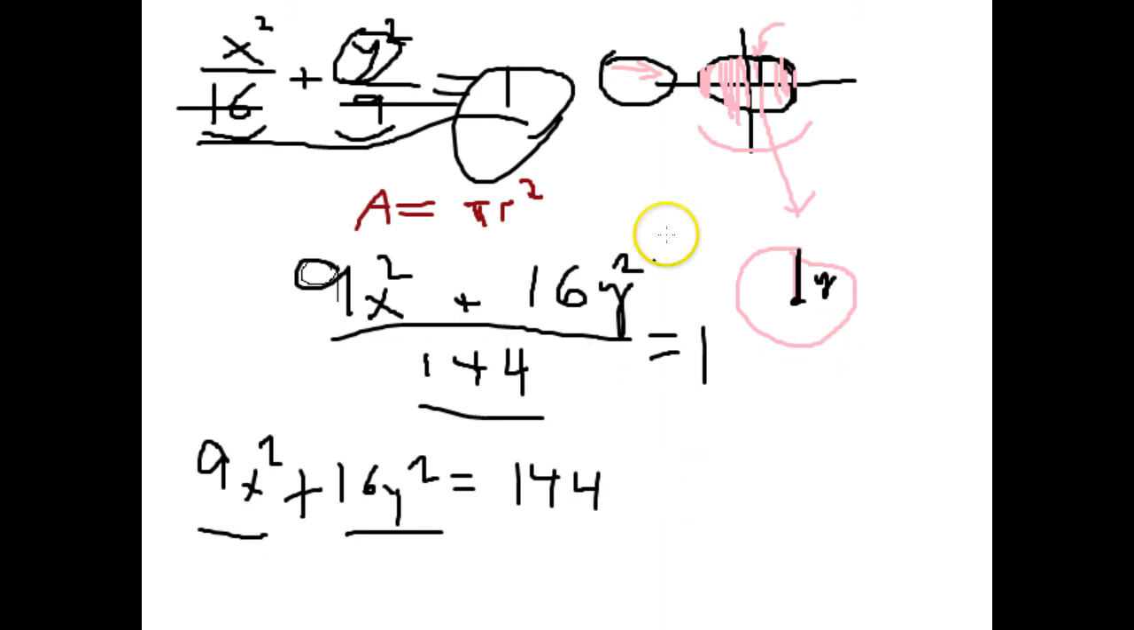Here, let me get a new page. Okay. So, right. I got a new page for you, nice and clean. 9x squared plus 16y squared equals 144.